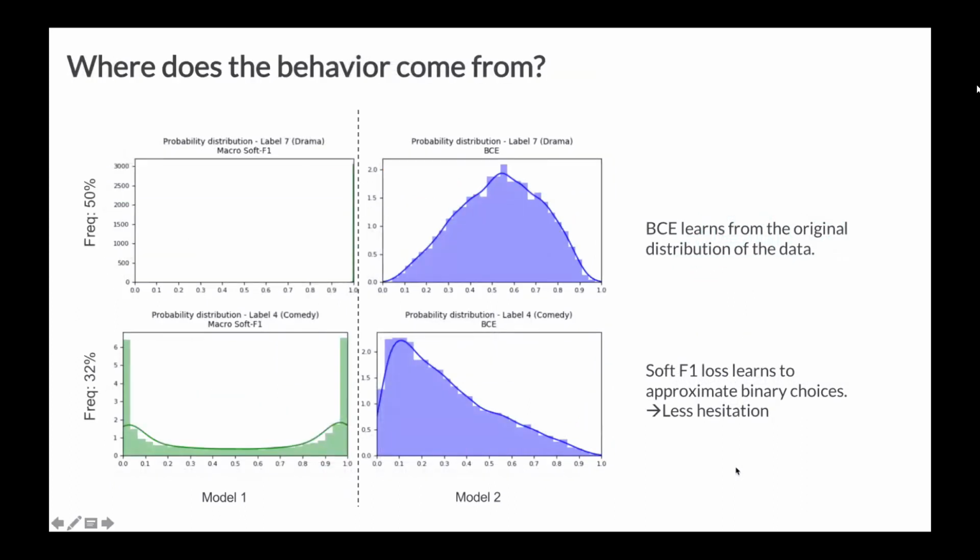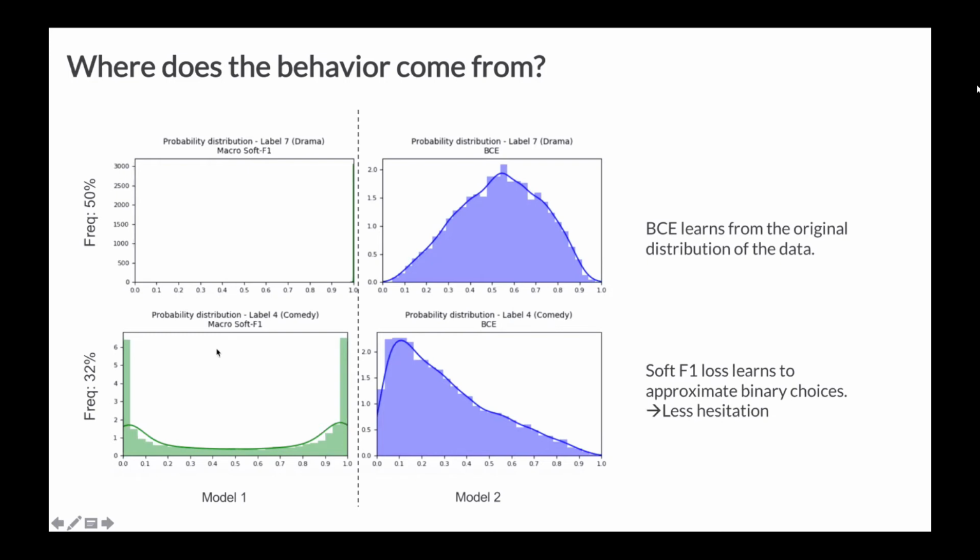So where does the behavior come from? If we analyze the distribution of probabilities coming out of the system for the two kinds of models, and these are neural networks, the same design of the neural network, the same architecture, but only the loss function is changing. So what you see here is that with the binary cross-entropy approach, which is classic, you get a probability distribution of the output in the form of a Gaussian distribution, so with a bell shape, and actually this optimization learns from the original distribution of the data.